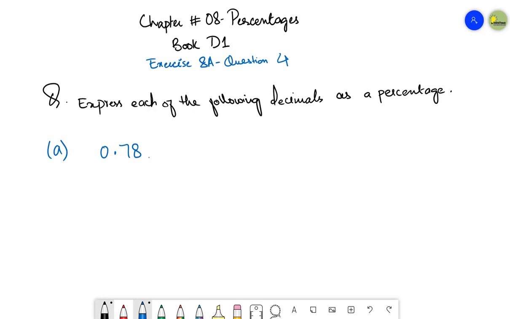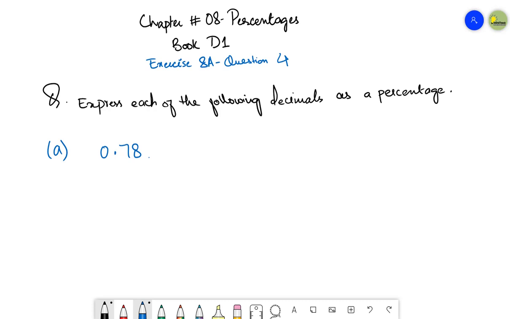So in this video we are going to do question number 4 of exercise 8a from the book D1 percentages. In this question you have to express each of the following decimals as a percentage. Basically, the decimal numbers are given to you and you have to convert them into percentages. So this is very easy.